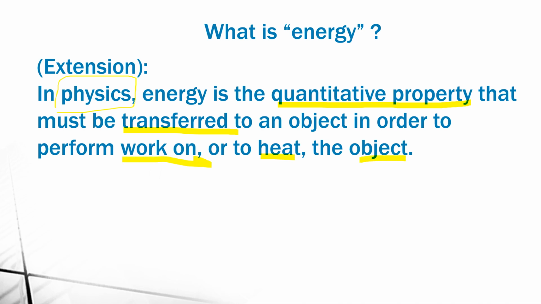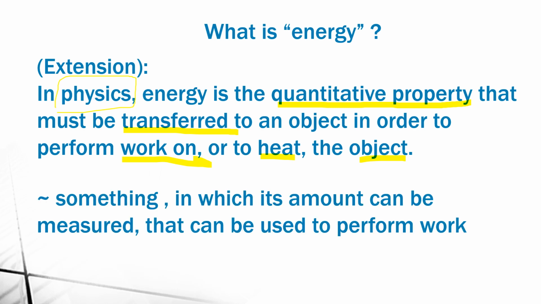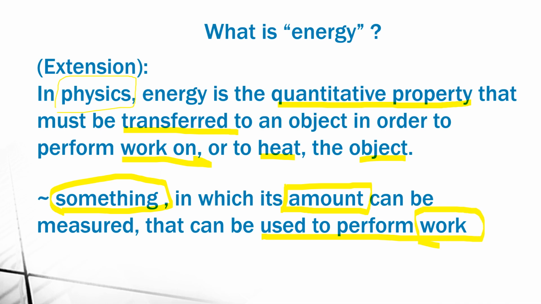Now, let me make this sentence easier for Form 1 students to understand. Energy is something. The amount of energy can be measured. You know, the amount can be a large amount or a small amount. The energy can be used to perform something we call work.